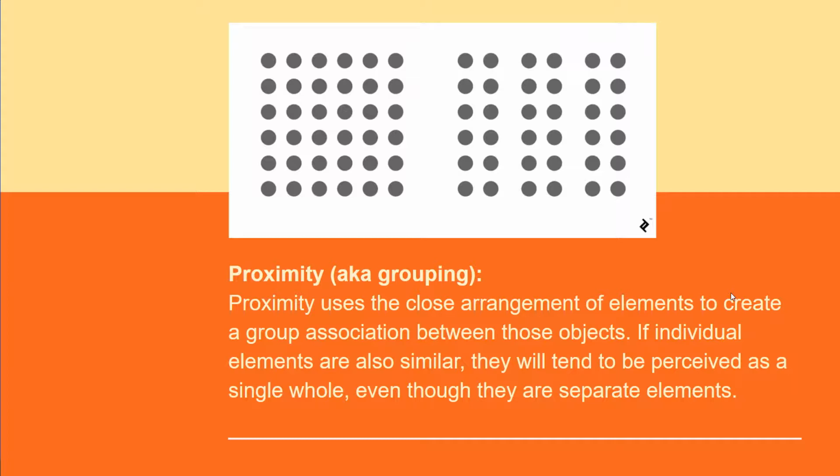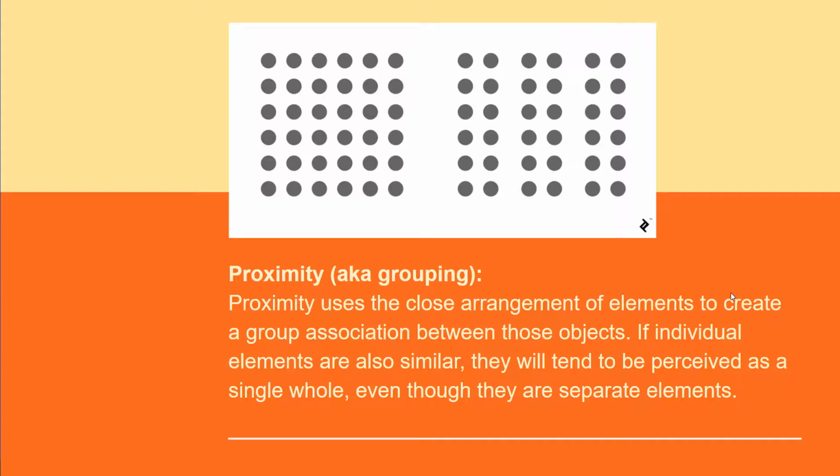And the next one is proximity, or you can say white space surrounding it, or a grouping. The proximity is talking about the arrangement of the elements to create a group association between those objects. If individual elements are also similar, they also tend to be perceived as a single whole object even though they are separate elements.